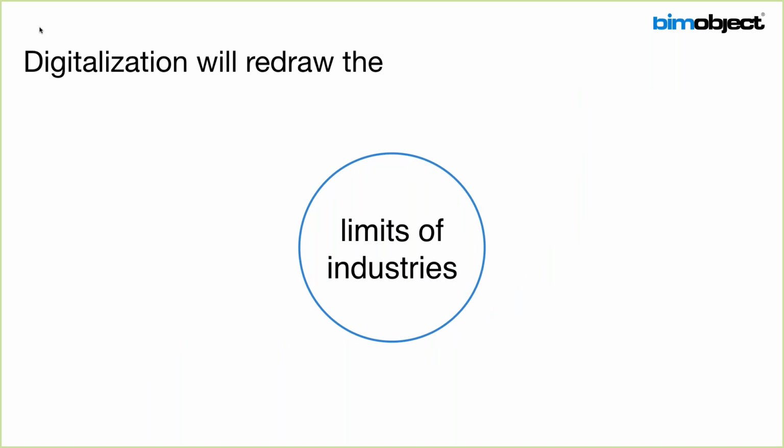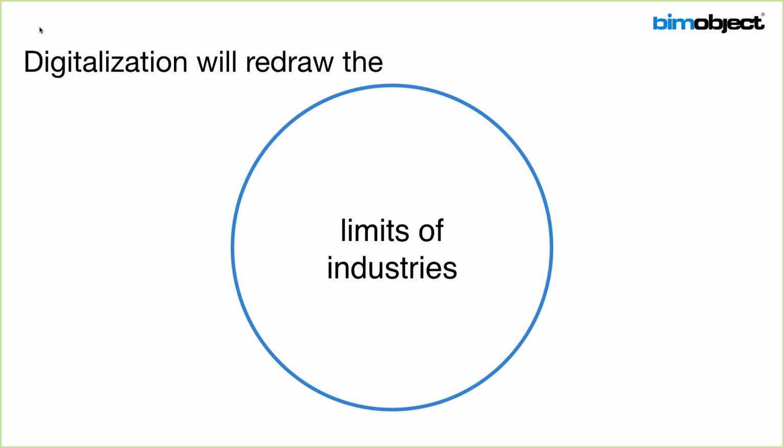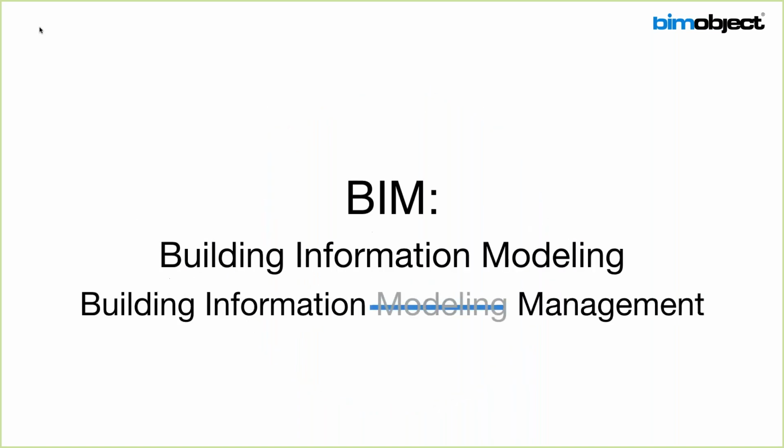We see that it's going to redraw the limits of industries. I mean, they're going to get different. They're going to overlap. They're going to change. But actually, if we're doing our homework and understanding what's going on, we should be able to expand our own part of it. One place that expansion can occur is building information modeling. It was just that initially, modeling.